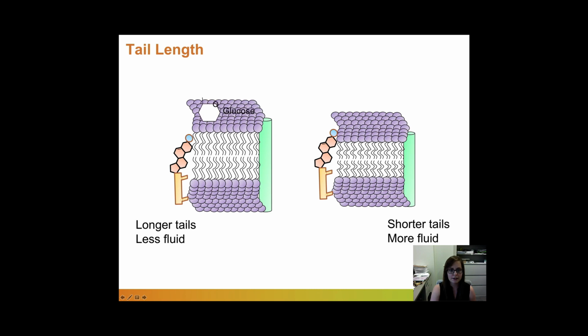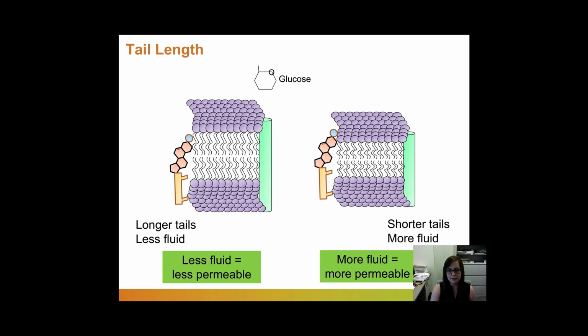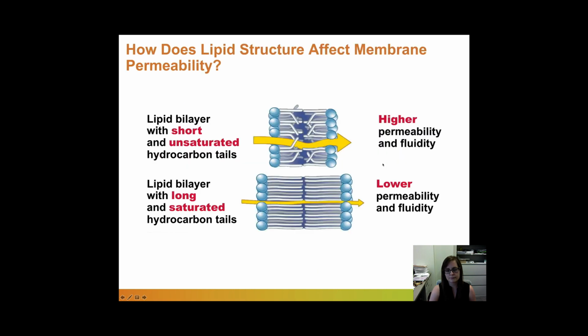So to show you, here we have glucose coming in, taking a really long time to get through that membrane, and then here going through those shorter tails much more quickly. So less fluid, less permeable if the tails are longer, more fluid, more permeable if the tails are short. And this is just a summary here of those two features combined. Here we have kinked fatty acid tails that are short, and this leads to higher permeability. And here we have long saturated hydrocarbon tails, and this leads to less permeability and less fluidity.